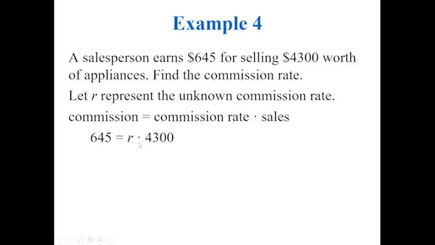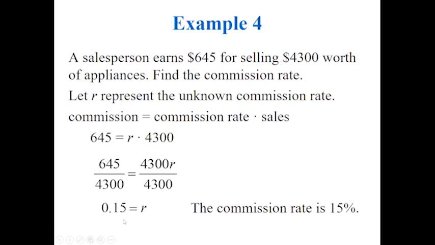We want to get R by itself. We want to undo multiplying by 4,300. We do that with dividing by 4,300. Divide both sides by 4,300. Calculator tells us 645 divided by 4,300 is 0.15. As a percent, that would be 15%.